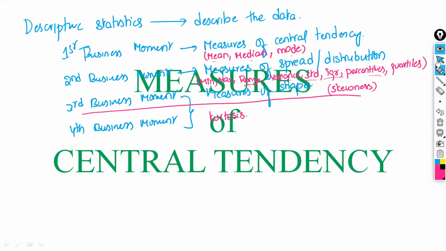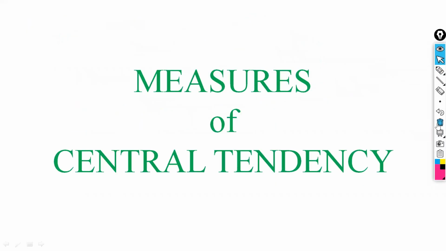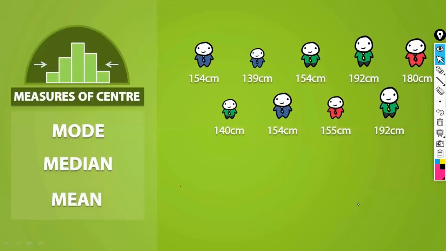That is measures of central tendency. Let us start with the first one, which is called measures of central tendency. In the measures of central tendency, we are having mean, median, mode. Let us take this data set: 154, 139, 154, 192, 180, 140, 154, 155, 192 centimeters. These are the heights of the students.